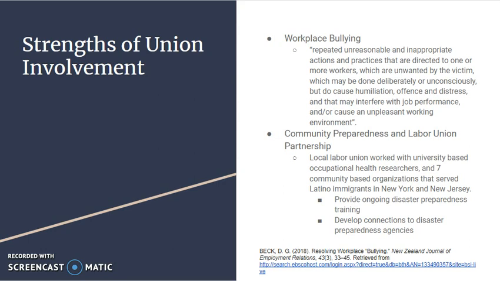A similar project was started from this framework following the August 2016 flood in Baton Rouge, Louisiana. Again, local labor unions and community-based organizations provided occupational safety and health training along with protective equipment to 400 workers for community cleanup and initiatives projects.